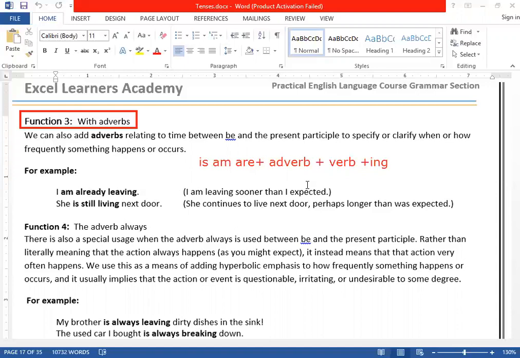For example, she is still living next door. Can you see still? She continues to live next door, perhaps longer than was expected. Like you are not expected to live here, but you are still living here, clear? So still is an adverb in this case.